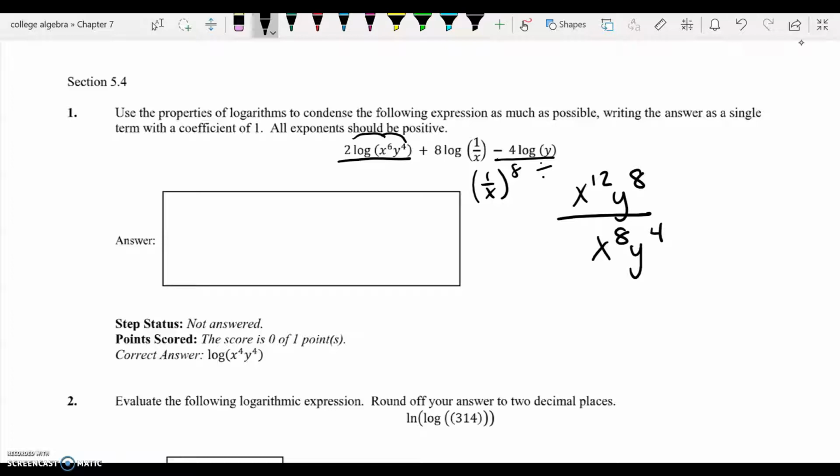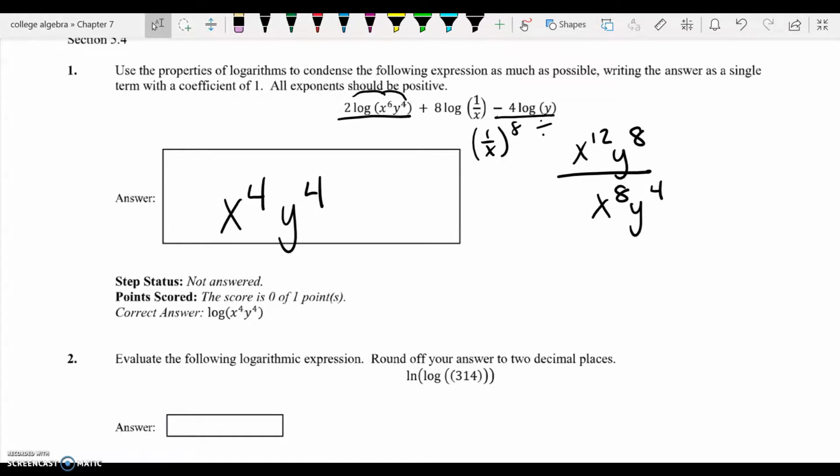So when you simplify that, I'm going to subtract my exponents, top minus bottom. That's how you would do the first problem. We did one like that on the homework or the notes, so that was not as bad.